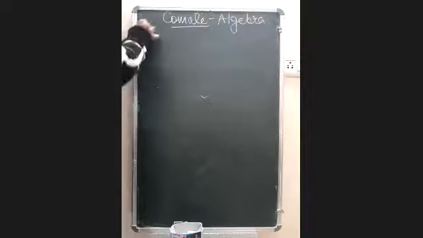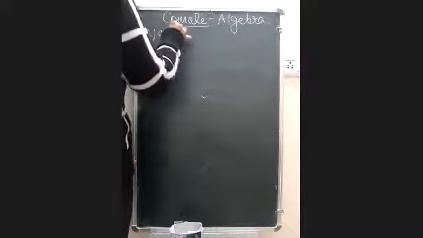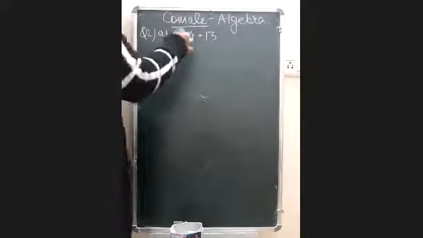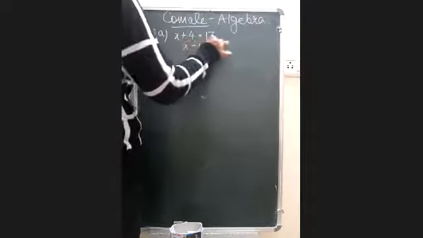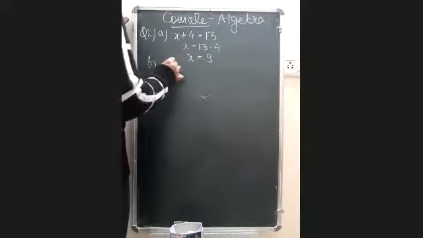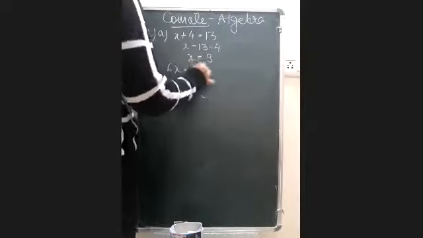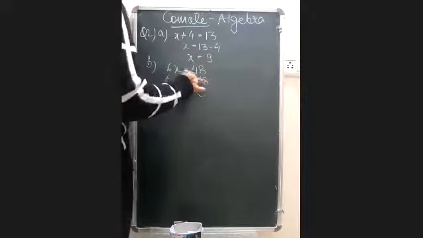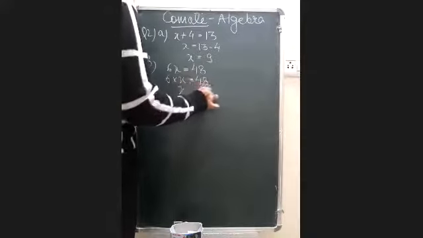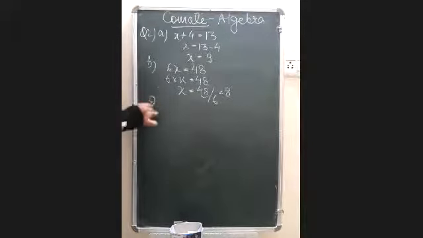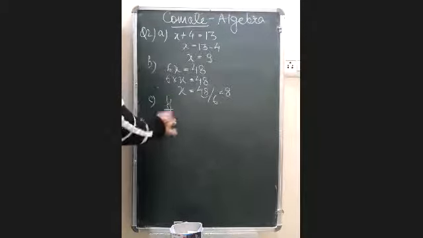So question number 2, a is x plus 4 is equals to 13. So when you will transfer 4 that side, it will give us 13 minus 4, and the value of x would be 9, because 9 plus 4 comes 13. Now question number B says that 6x is equals to 48. So 6x का मतलब होता है 6 into x is equals to 48. So when you will transfer it, it would be x is equals to 48 upon 6, which will give us 8.